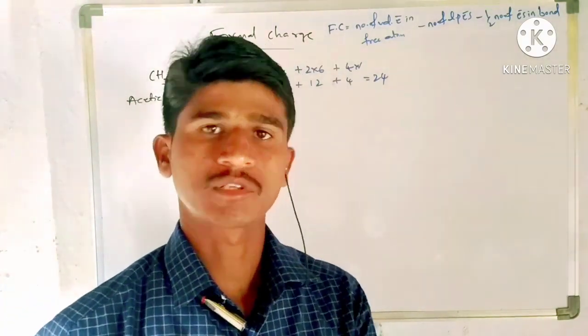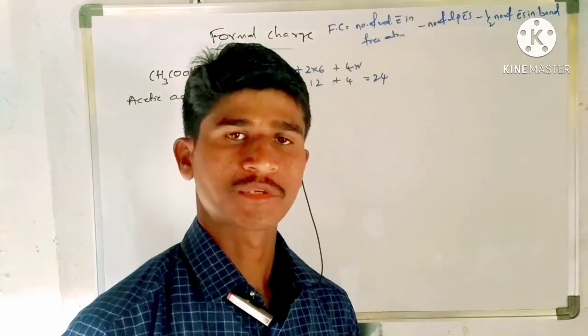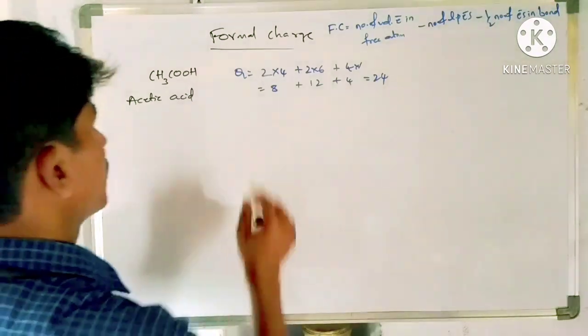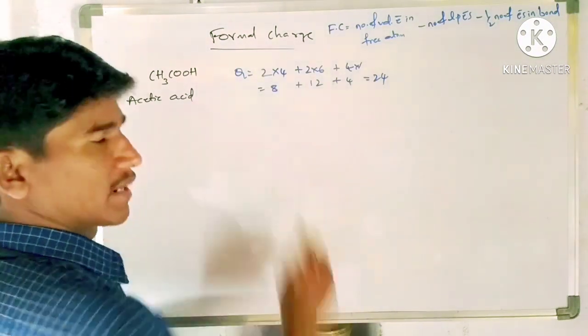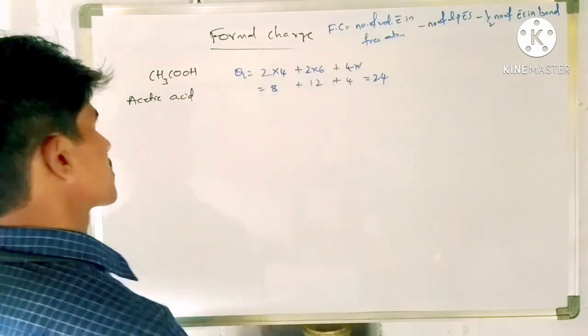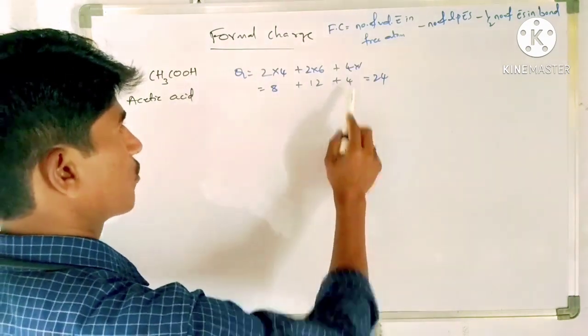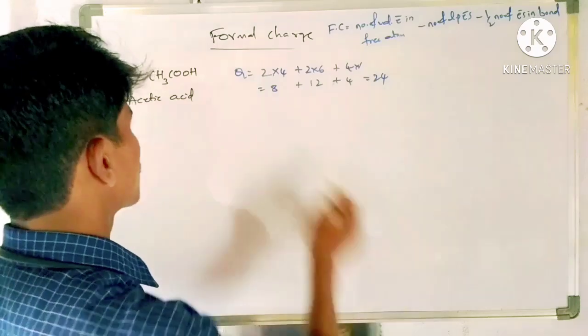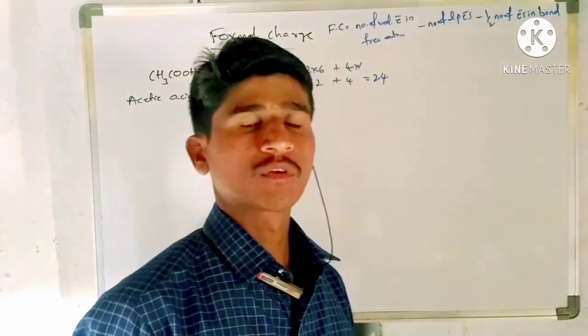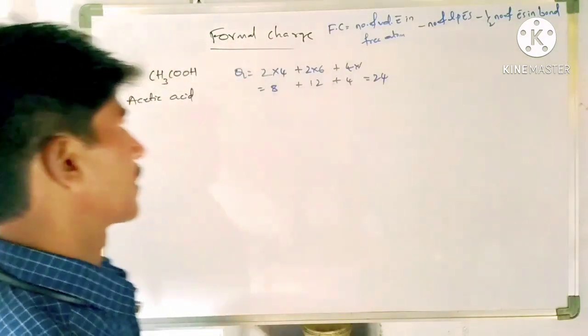Then we have to calculate the formal charge of each and every atom in acetic acid. The formula is CH3COOH. Here 2 carbons are there, for which the valence electrons are 8, 2 oxygens are there, for which the valence electrons are 12, and 4 hydrogens are there, for 4 valence electrons. So the total number of valence electrons for that molecule is 24.